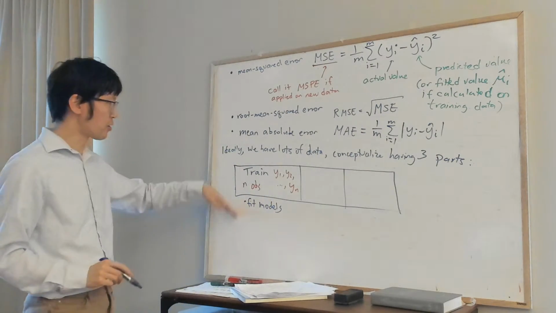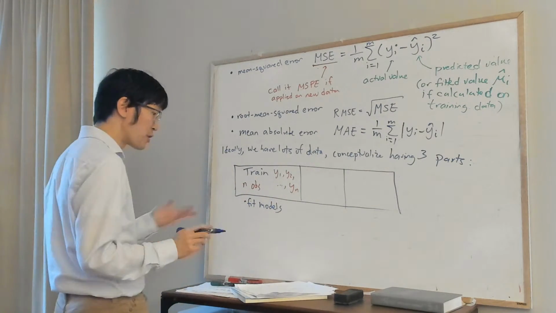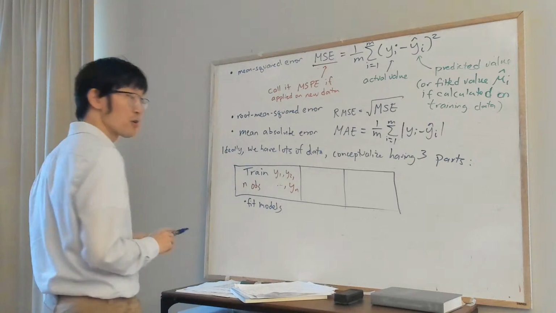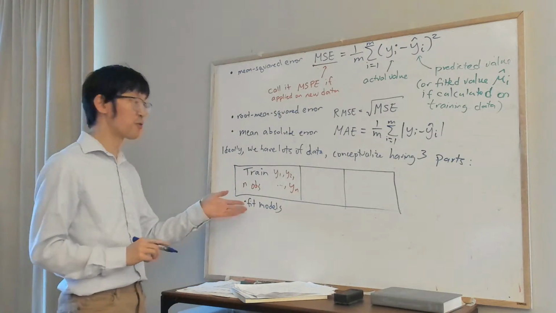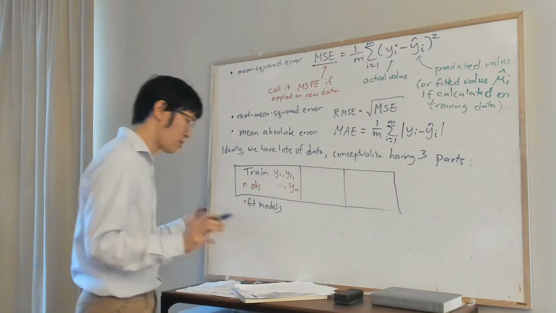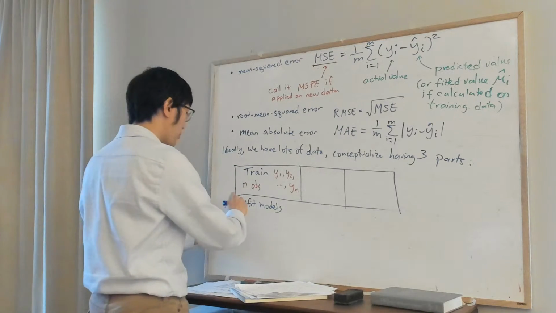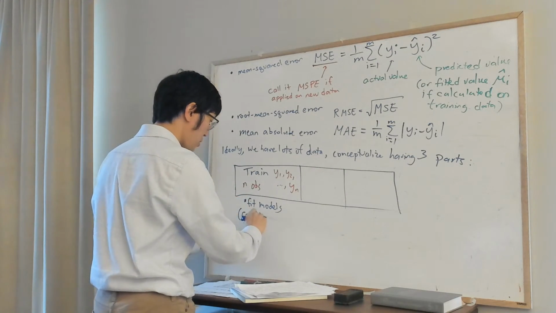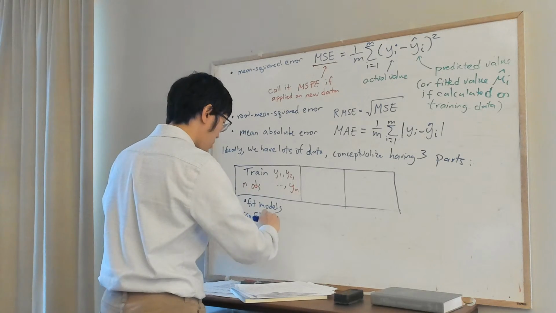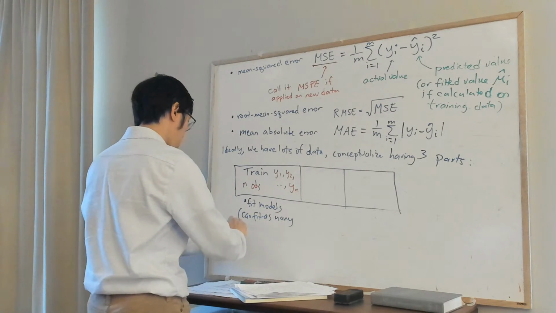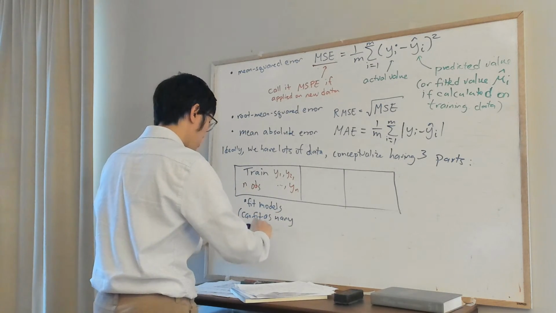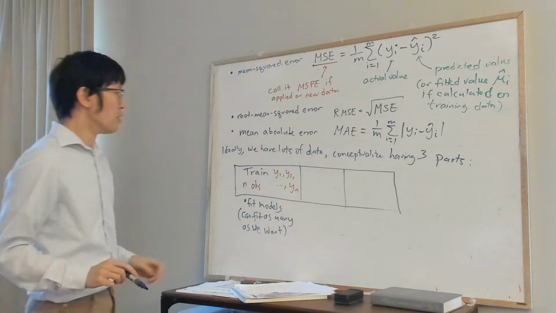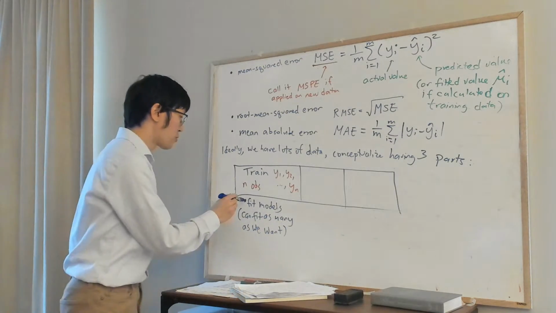And the idea is, on the training data, we can fit as many models as we want for the sake of trying to determine the best one. So we fit lots of models on training data. We can fit as many as we like. This is used for model fitting.